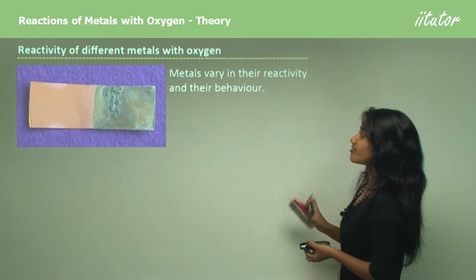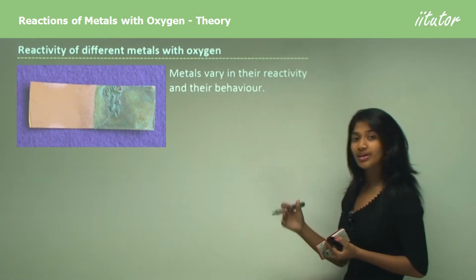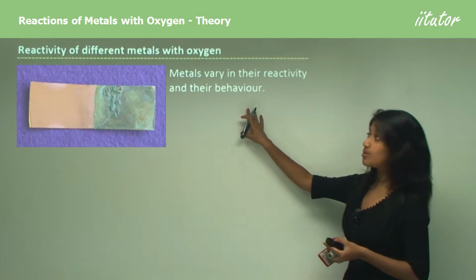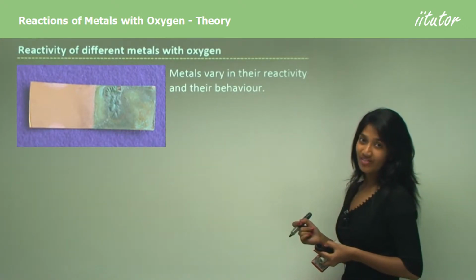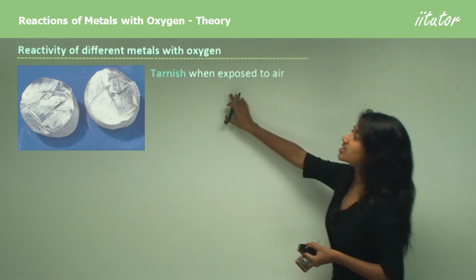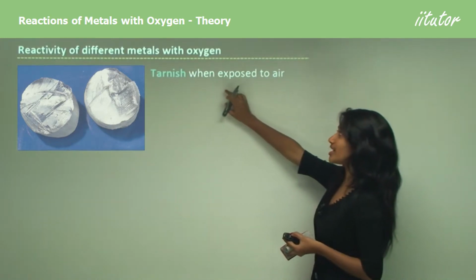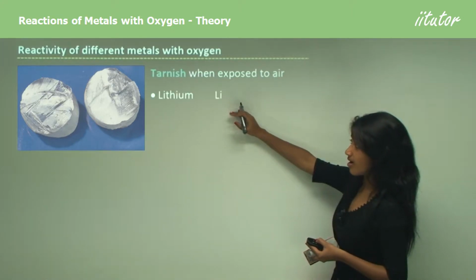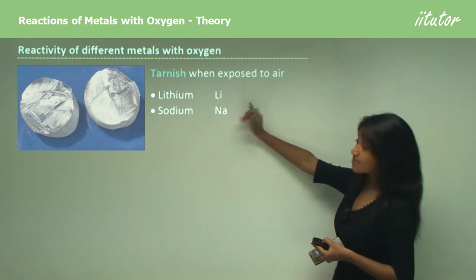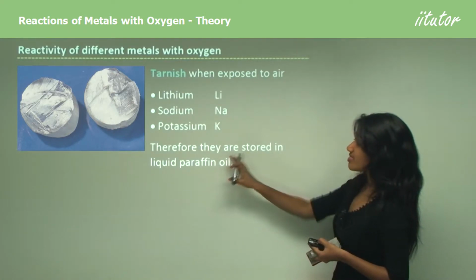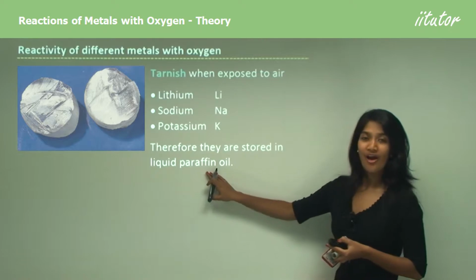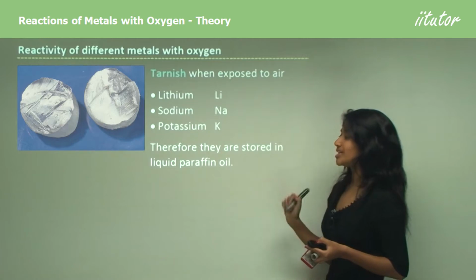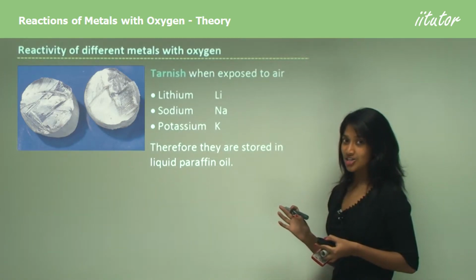Now let's look at some reactivities. Metals vary in their reactivity and their behavior. In other words, different metals have different reactivities, and the way they behave with oxygen is dependent on their reactivity. So let's take one look here. We have tarnishing when exposed to air. So different metals tarnish. Let's look at what these metals are. We have lithium, sodium, potassium, and therefore they are stored in liquid paraffin oil. Because they tarnish in the exposure to air, they're stored in liquid paraffin oil to prevent the tarnishing.